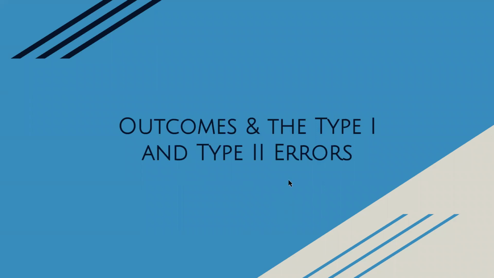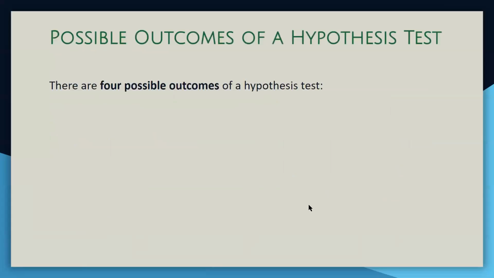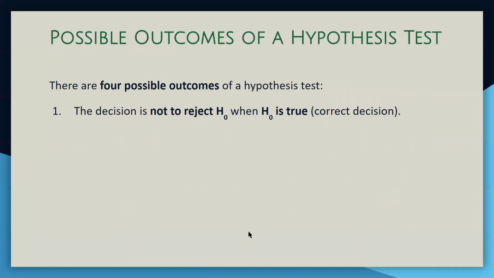Okay, so let's talk about outcomes and possible errors when you run a hypothesis test. There are 4 possible outcomes of a hypothesis test. We make the decision to not reject the null, and the null is actually true. So we made the correct decision. The assumption is true, and we did not reject it.